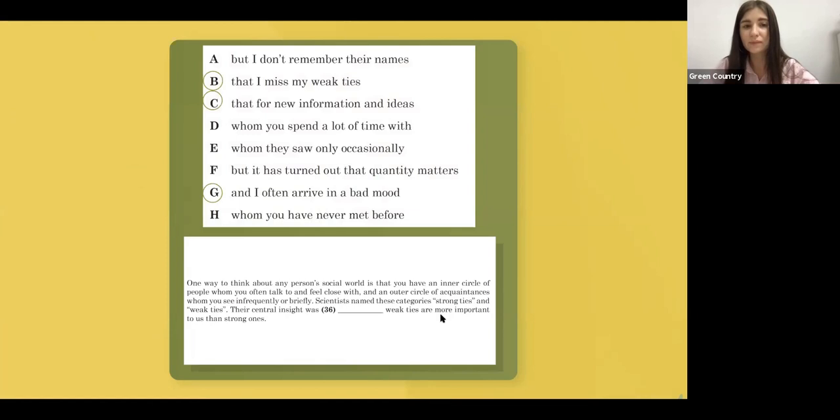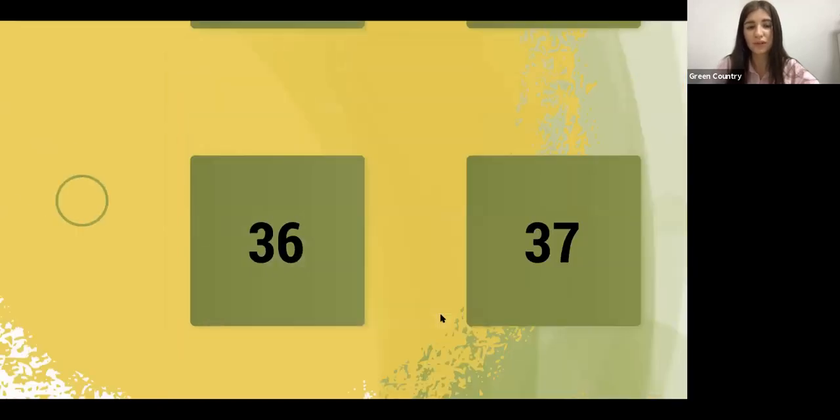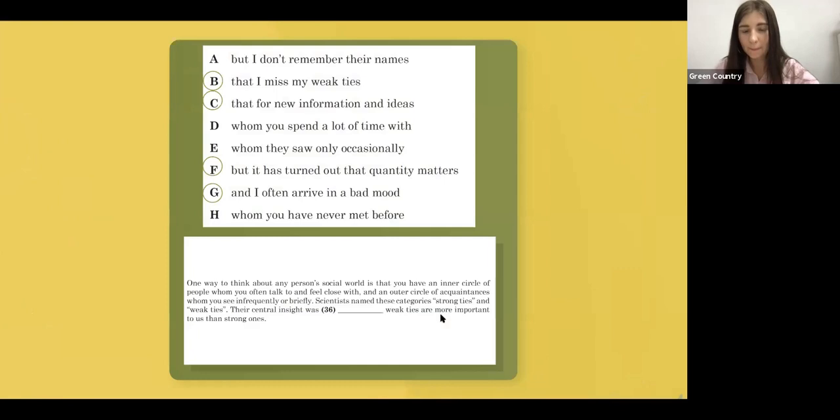Okay, let's have a look. The central insight was that for new information and ideas, weak ties are more important. And even the structure of the sentence gives us the understanding that this option is right. That insight, like the thought or maybe the knowledge, was that new information is really important. So here it's option C.